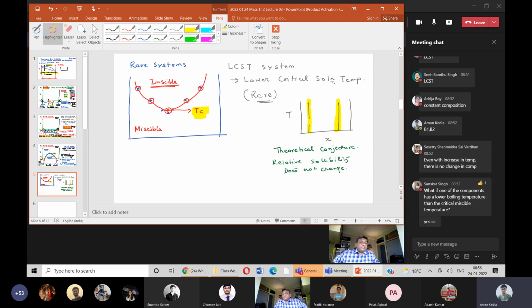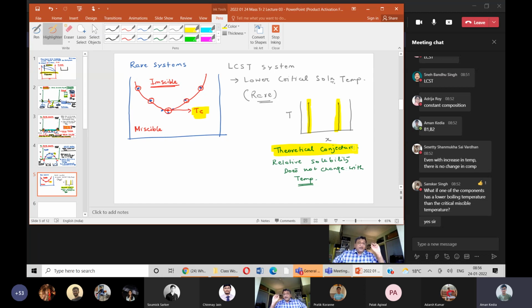Clear, Shankar, why your question is wrong? Because one component, a pure component, will not show any behavior. So the theoretical conjecture of this particular plot is that relative solubility does not change with temperature. And see what I have marked straight away. Theoretical conjecture, because this does not happen.